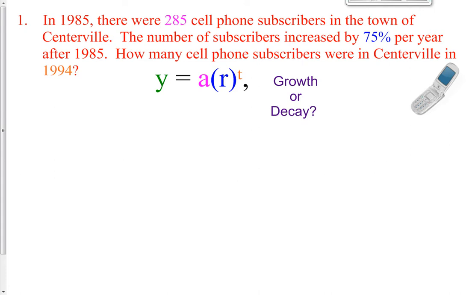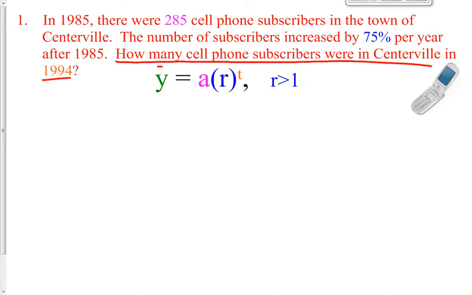So 75% increase from 1985 to 86, and then 75% from 86 to 87, and then 75% from 87 to 88, and so on and so forth. This number is going to get larger and larger and larger. This is going to show exponential growth. We're getting more and more cell phone subscribers as the years go on. So we want to know how many cell phone subscribers were in Centerville in 1994. We want to know the amount at time t, so we want to find y.